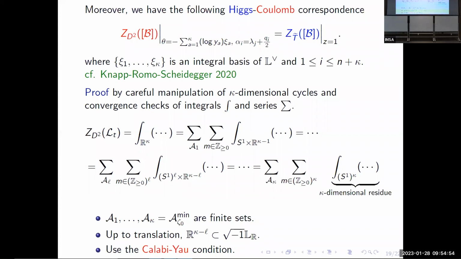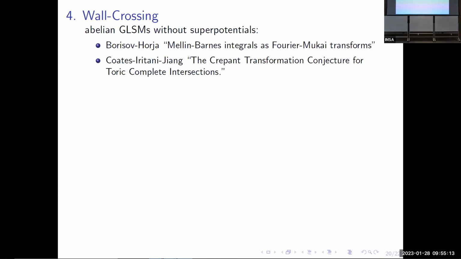And so we need a Calabi-Yau condition. So when we define the Higgs range, there's no Calabi-Yau conditions needed. But here Calabi-Yau condition will give us better convergence properties. Okay, so finally wall crossing. So for abelian GLSM without superpotential, so Borisov-Hodja did the Calabi-Yau non-equivariant case, and Coase, Iritani, John, they did the Calabi-Yau case, but still Tori case equivariant, full equivariant, and it's a Kreppen transformation.